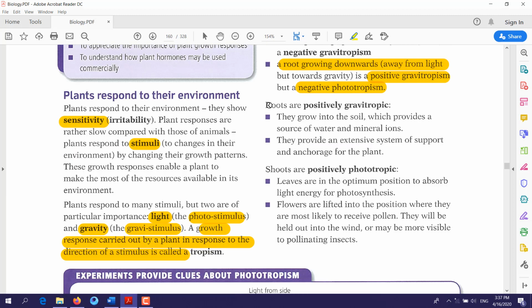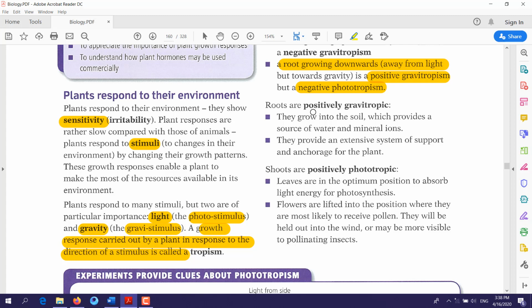Now, as we know, each plant consists of two parts, the upper part and the lower part. Or in other words, we will say the plant consists of two parts. These two parts are the roots and shoots. Where can we find roots? Roots are the parts that grow inside the soil, while the shoots grow up, above the soil.